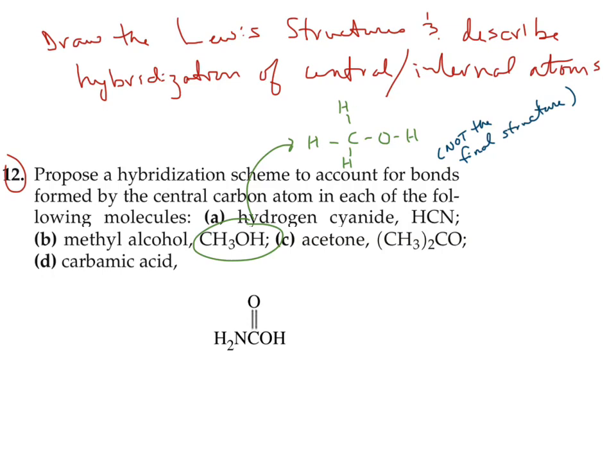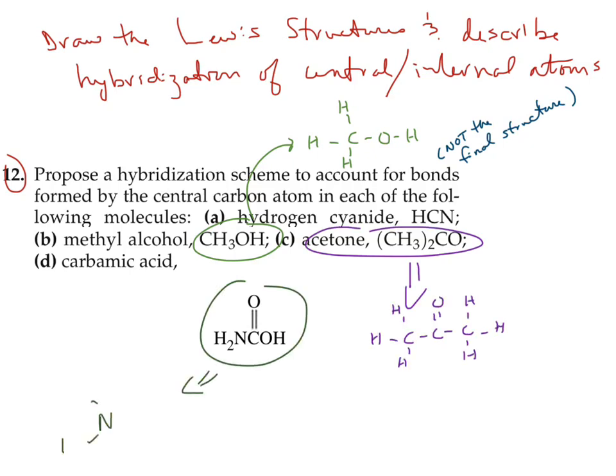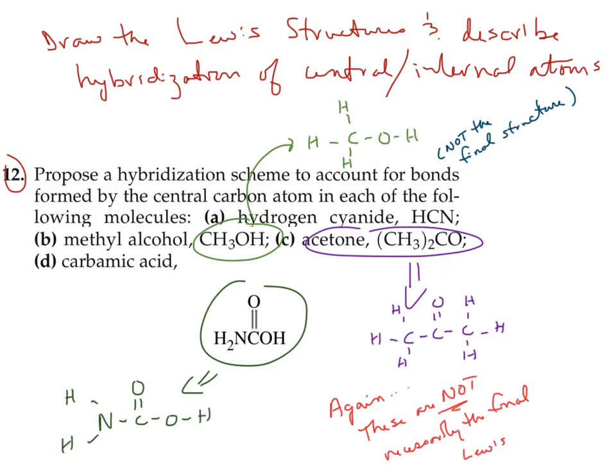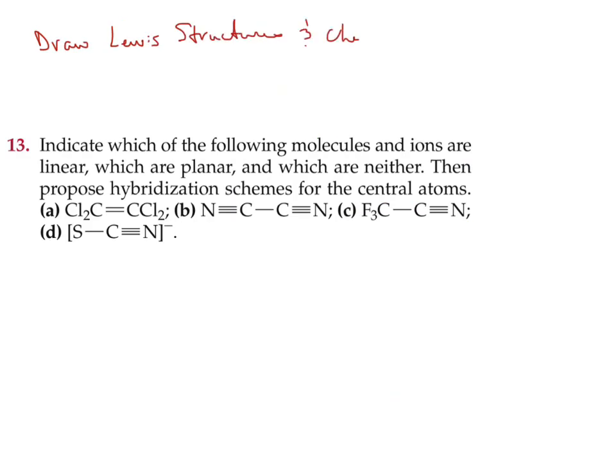All right, so for methyl alcohol I broke it out and showed you the rough structure. It's not the final Lewis structure. And for acetone, this is the rough structure. That's the rough structure of carbamic acid. That should work. Well, wait, there's more.